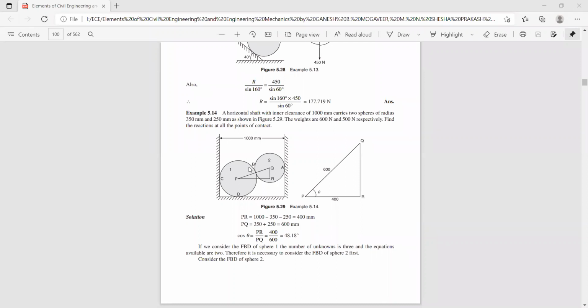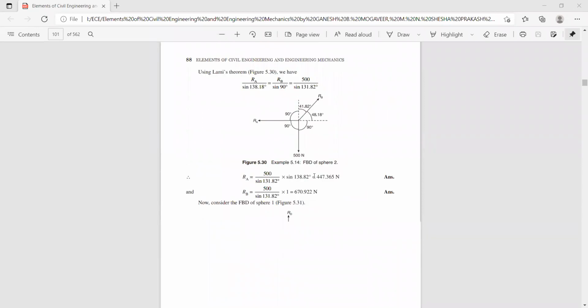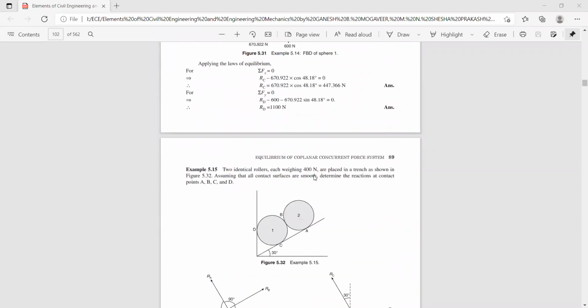Okay, so next we shall see one more problem. Now here you have a difficult problem. Here also you have two rollers, each weighing 400 Newton, placed in a trench as shown in the figure. Assuming that contact surfaces are smooth, that means no frictional force is taken into consideration, determine the reactions at points A, B, C, D.